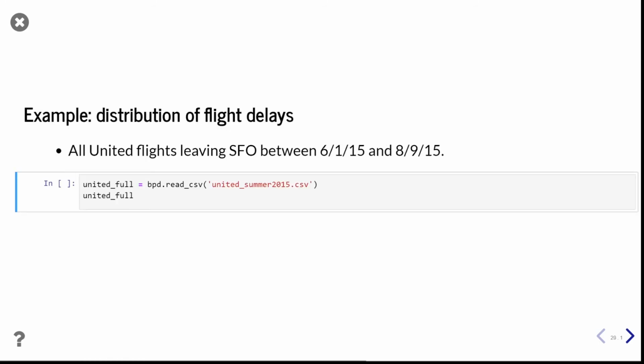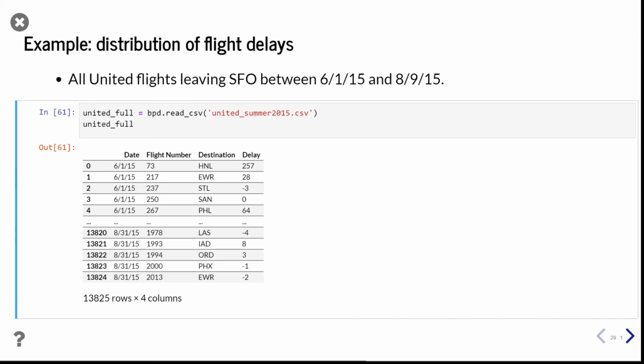So let's take a look at our flights again. I have a data set here of United Airlines flights leaving San Francisco International between June 2015 and August 9th, 2015. So here's our data set. It's a big data set. It has 13,000 some rows. For every flight, so every flight is a row in this data set, I have the date, the flight number, the destination, and the delay. Notice that some of the delays are negative, which means that the flight actually took off before it was scheduled to. But as we'll see, that's kind of rare.